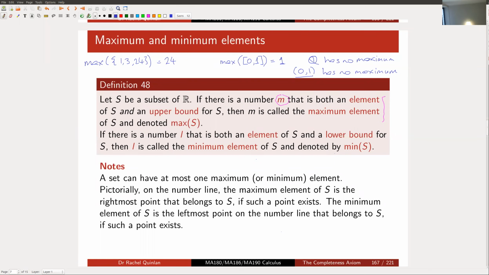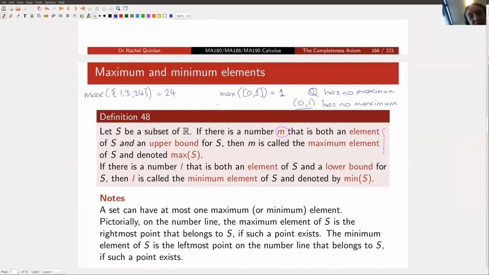So it's kind of like, in the open interval from 0 to 1, on the number line, it's all the points between 0 and 1, but not including those two endpoints themselves. So this is 0, this is 1. And so where the maximum element should be is this kind of hole.